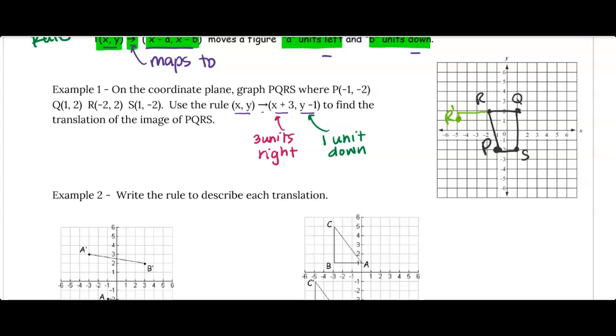And then Q will do the same thing, 3 units to the right and 1 unit down. So that's Q. And then P is 3 units to the right and 1 unit down. And S is 3 units to the right and 1 unit down.